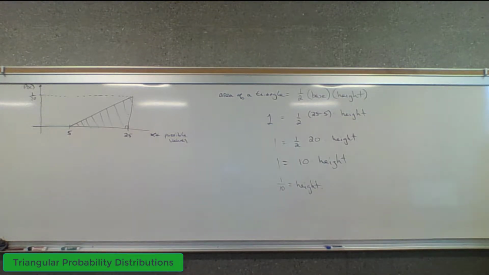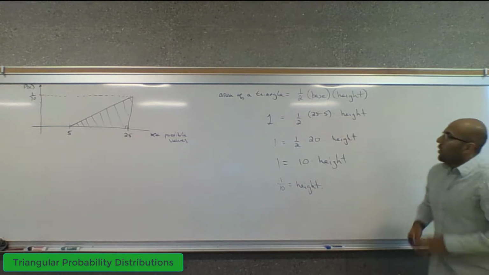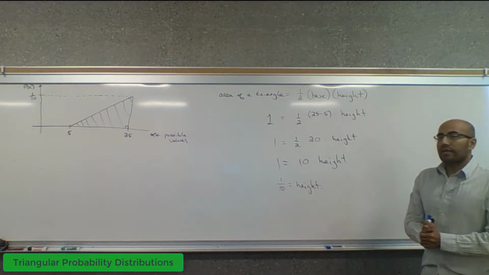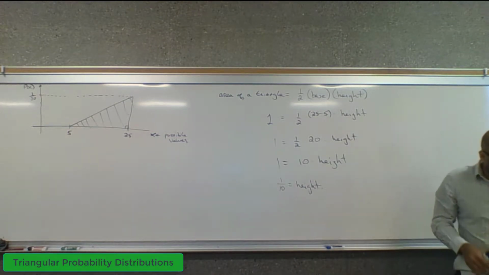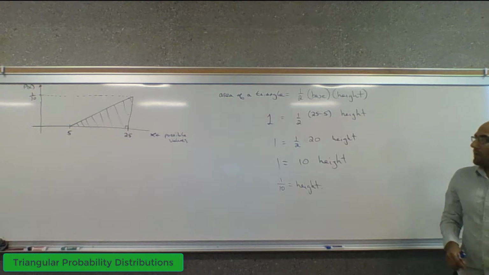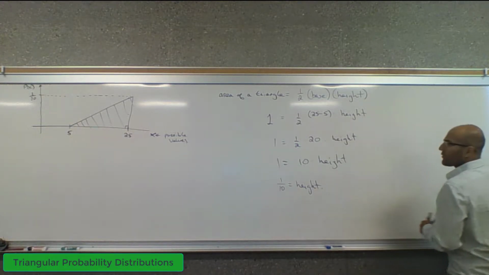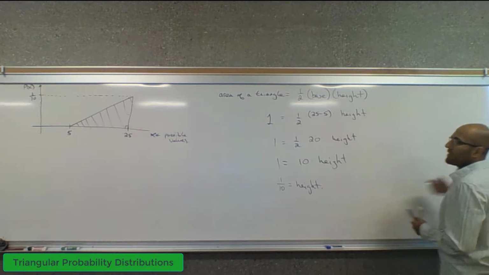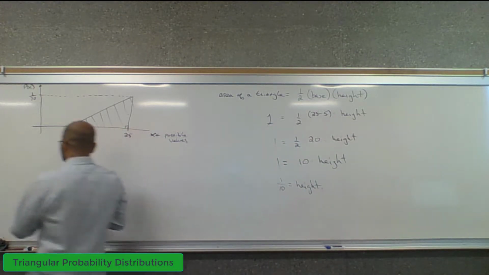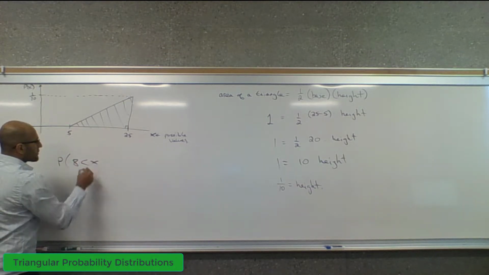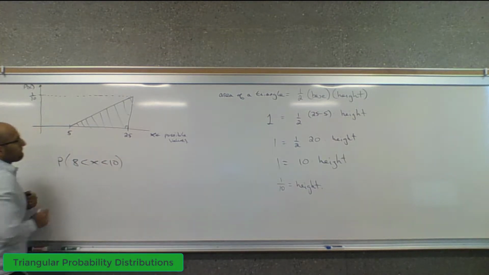Good? Questions, comments, issues? No? Okay, so now that we have a proper probability distribution, we can answer questions such as, what's the probability that we get a value between 8 and 10? So find the probability that the result is greater than 8 but less than 10.